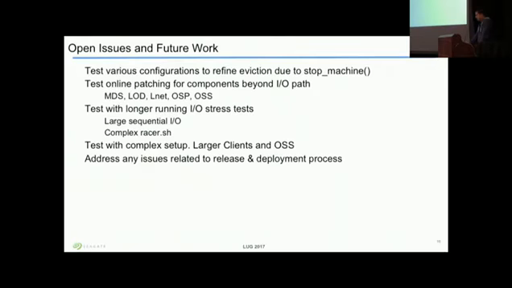The most primary is that we need to test across the gamut of all subsystems, all components beyond I/O, that is MDS, LOD, OSP, OSS. Test across with stress I/O using complex racer or sequential I/O, basically stress it out and then try loading patches which cover real life bug scenarios. That we have not done. That's still pending, which essentially boils down to testing with a complex setup with larger clients and OSS.